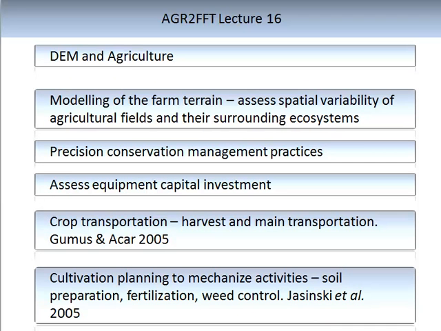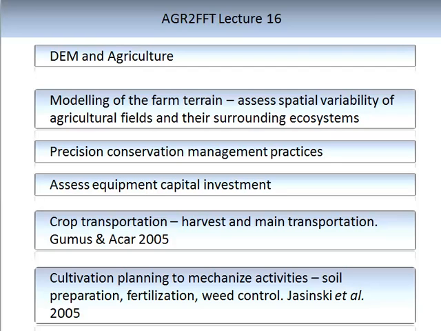There are a number of possible applications for DEM and agriculture. And while this technology has not fulfilled its potential, I am sure with increased knowledge and ease of use for the farmer, it has great potential in the future. Some things that you may consider are modelling of the farm terrain. This will enable one to assess spatial variability of agricultural fields and their surrounding ecosystems. This allows a number of adaptations.